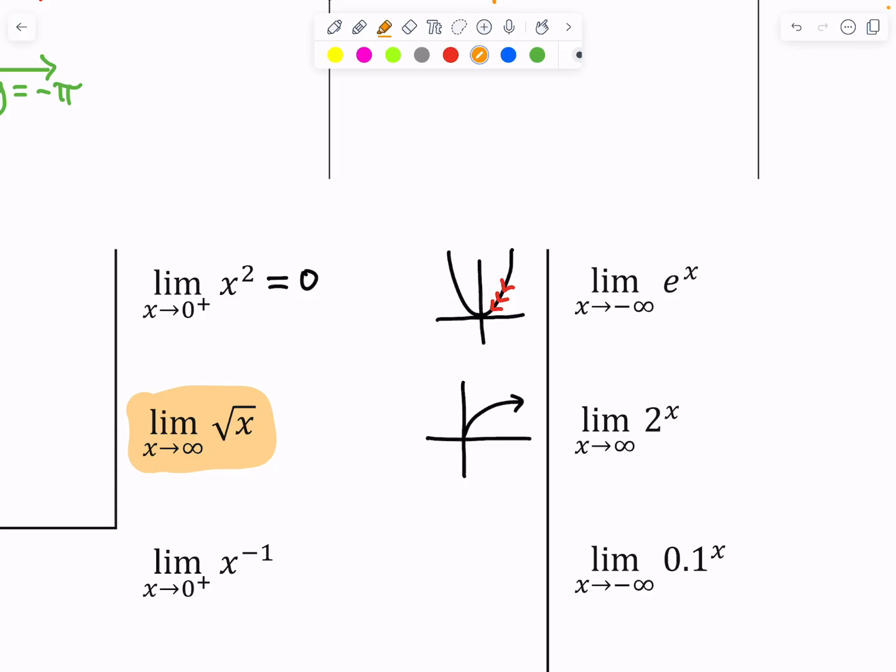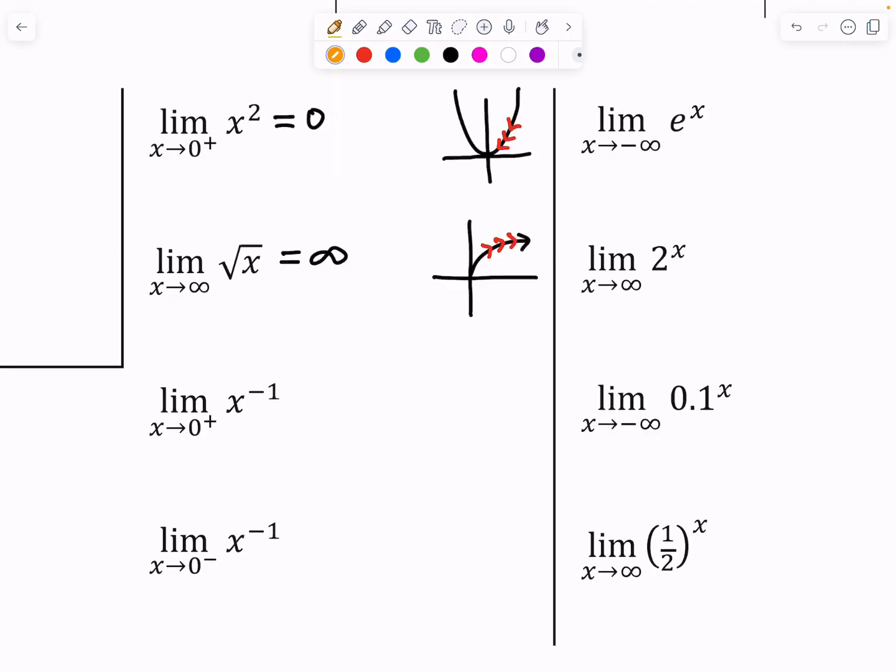In this case, the limit as x goes to infinity of square root of x. As x increases, although the graph arches to the right, there is no horizontal asymptote. The outputs themselves do go up forever eventually, without bound. So this limit is infinity. X to the negative 1 is just 1 over x.